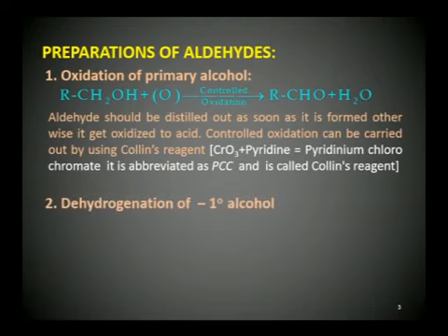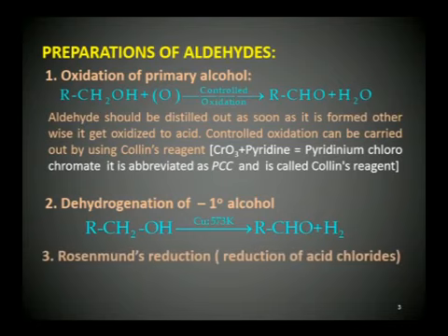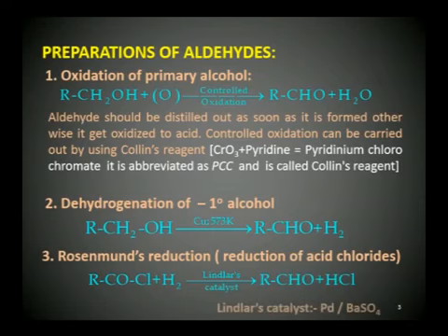Another preparation is dehydrogenation of primary alcohols. When primary alcohols are passed through red hot copper, we get aldehydes by dehydrogenation. The third preparation is Rosenmund's reduction. When acid chlorides are reduced in the presence of Lindlar's catalyst, we get aldehydes. Lindlar's catalyst is palladium suspended in barium sulfate.